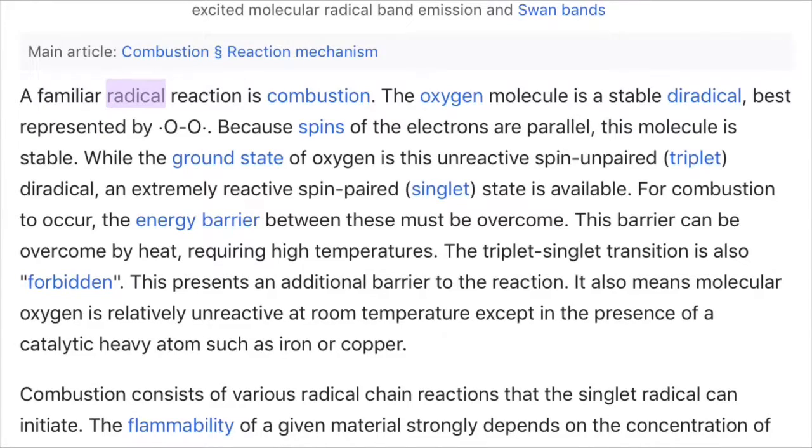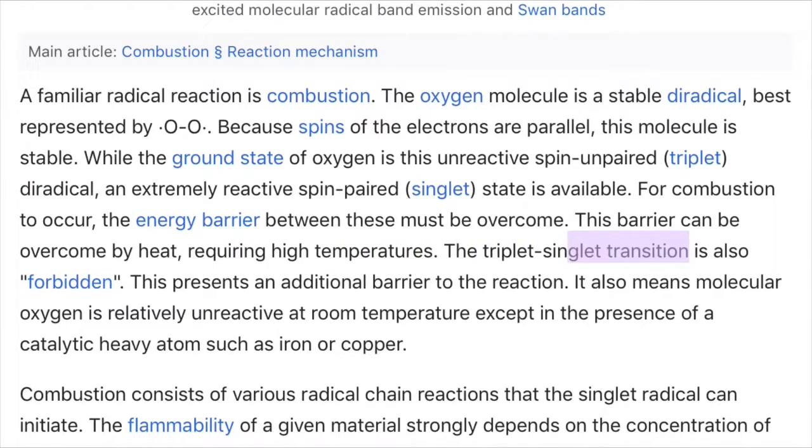A familiar radical reaction is combustion. The oxygen molecule is a stable diradical, best represented by •O–O•. Because the spins of the electrons are parallel, this molecule is stable, while the ground state of oxygen is this unreactive spin-unpaired triplet diradical. An extremely reactive spin-paired singlet state is available. For combustion to occur, the energy barrier between these must be overcome. This barrier can be overcome by heat, requiring high temperatures.